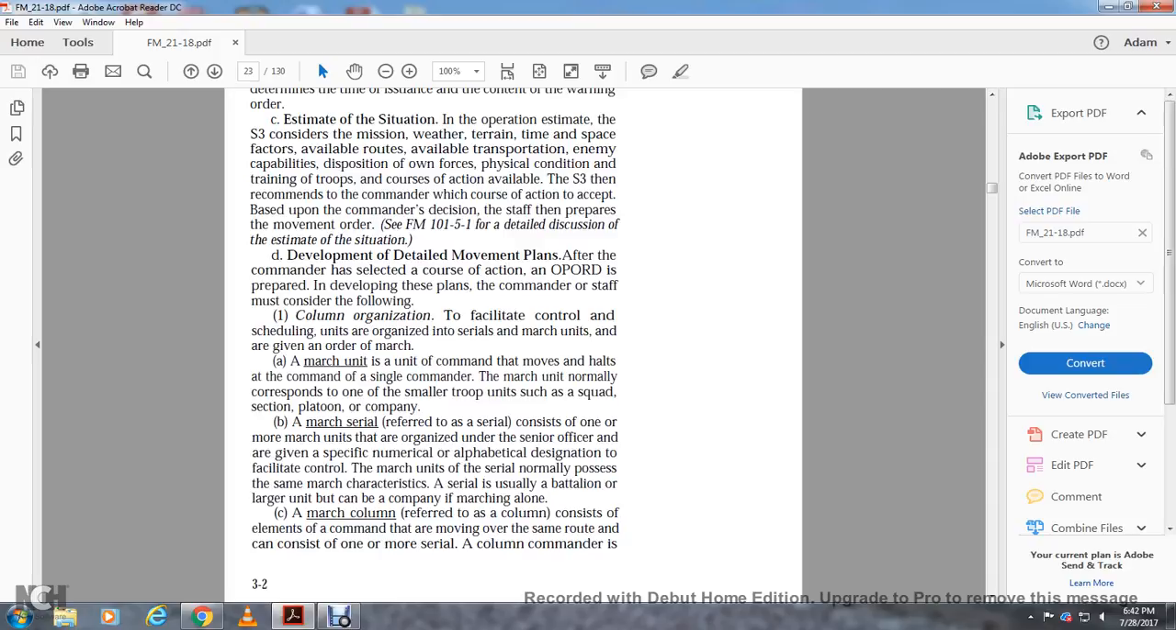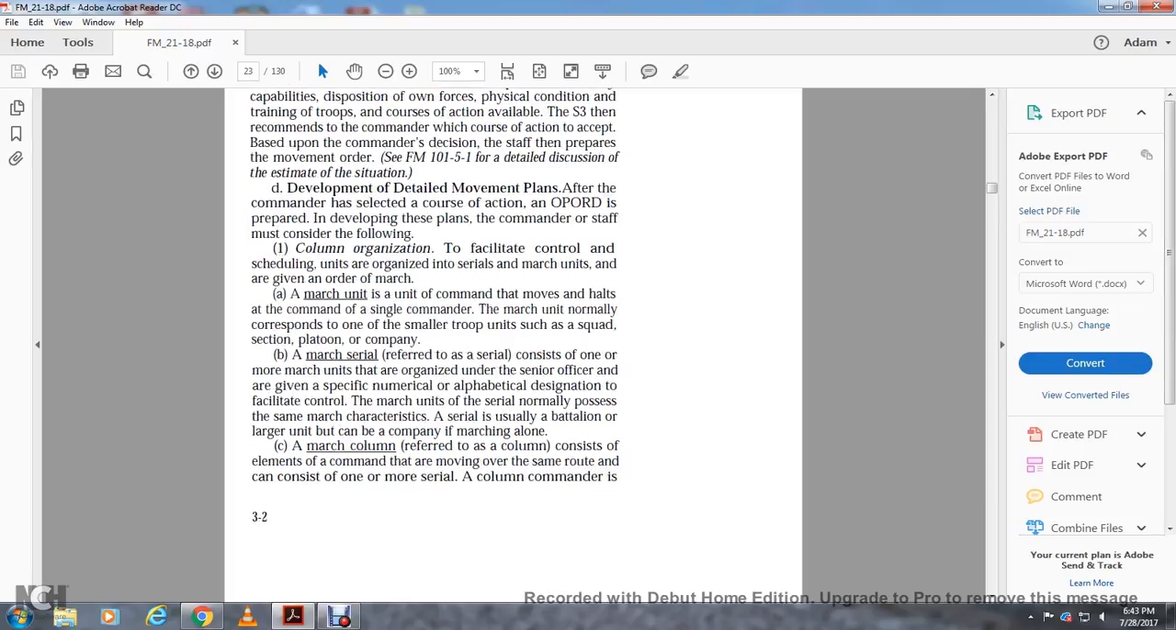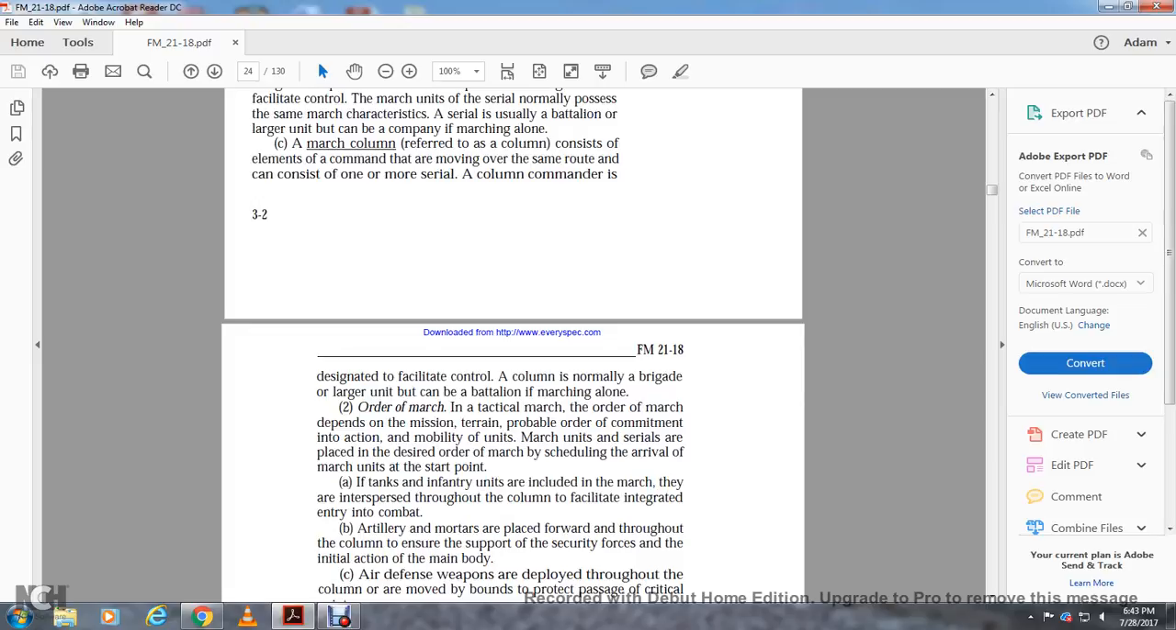The march serial, referred to as the serial, consists of one or more march units organized under a senior officer, given a specific numerical or alphabetical designation to facilitate control. The march units in a serial normally possess the same marching characteristics. A serial is usually a battalion or larger unit that can be accompanied in marching alone. The march column, referred to as the column, consists of the elements moving over the same route and consists of one or more serials. A column commander is designated to facilitate control of the column, and a column is normally a brigade or larger, with battalions alone.